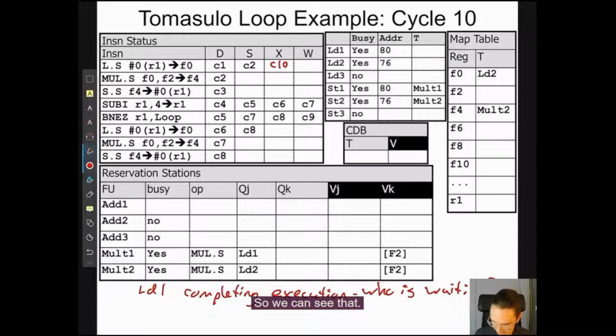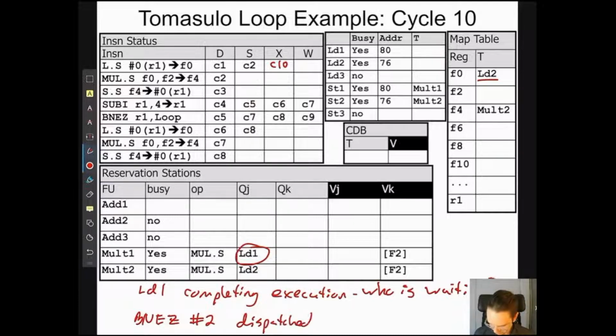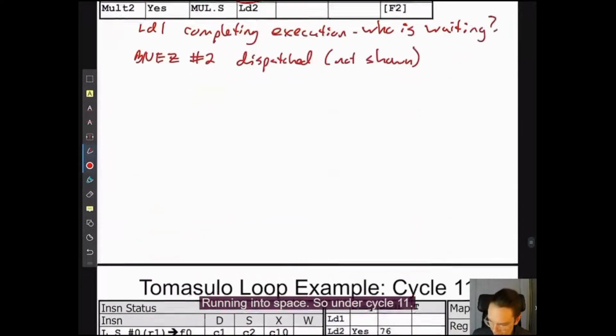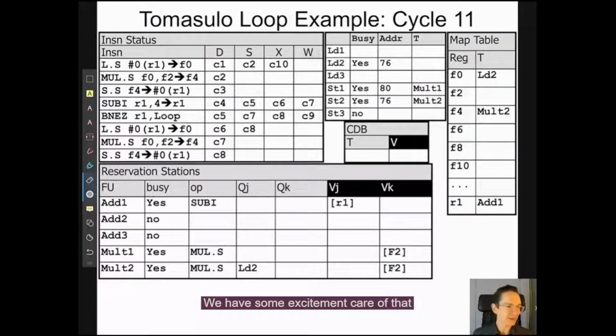We can see that the mult1 entry of the reservation station will get a tag match, but interestingly, the tag in the map table now points to load 2. I had pointed this out earlier. F0 in the register file will never actually see this value loaded from memory. It's sent directly to the instruction, the multiply, that's waiting for it. And the other news in this cycle is that the second branch is dispatched, which is not shown, running out of space.